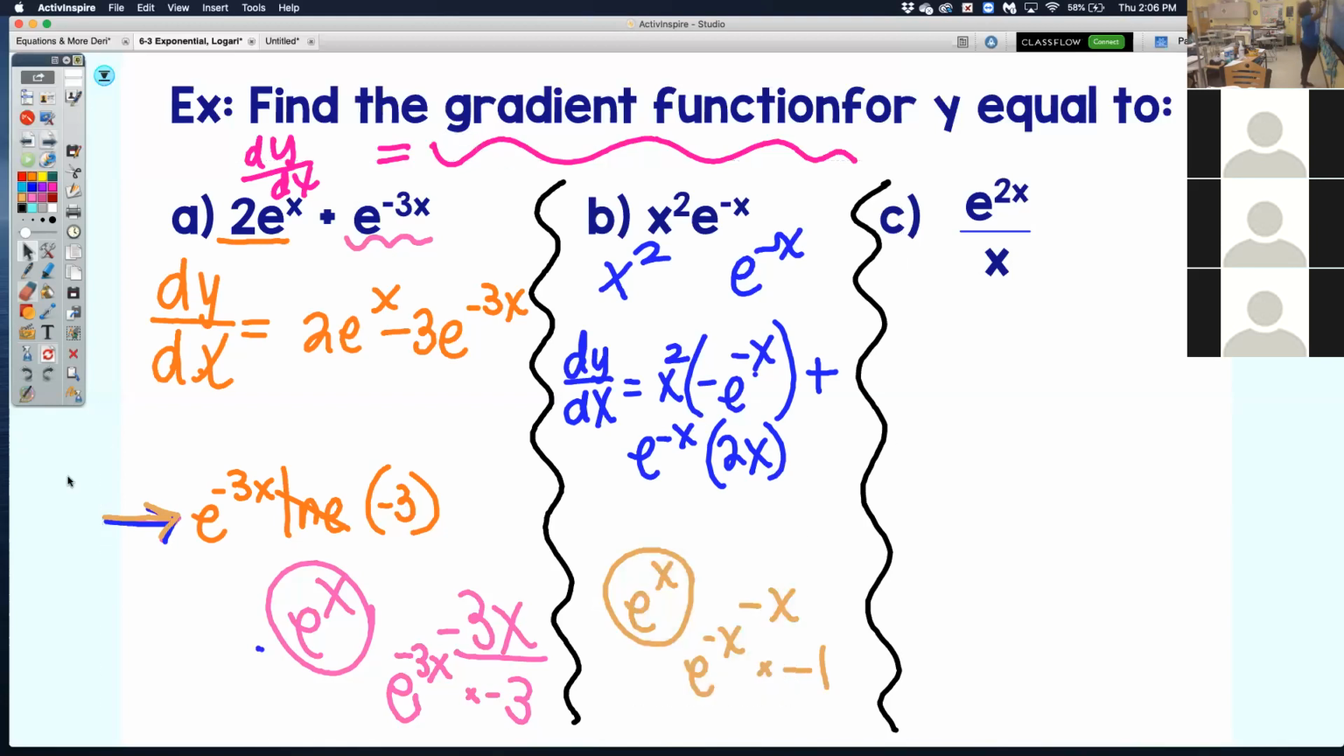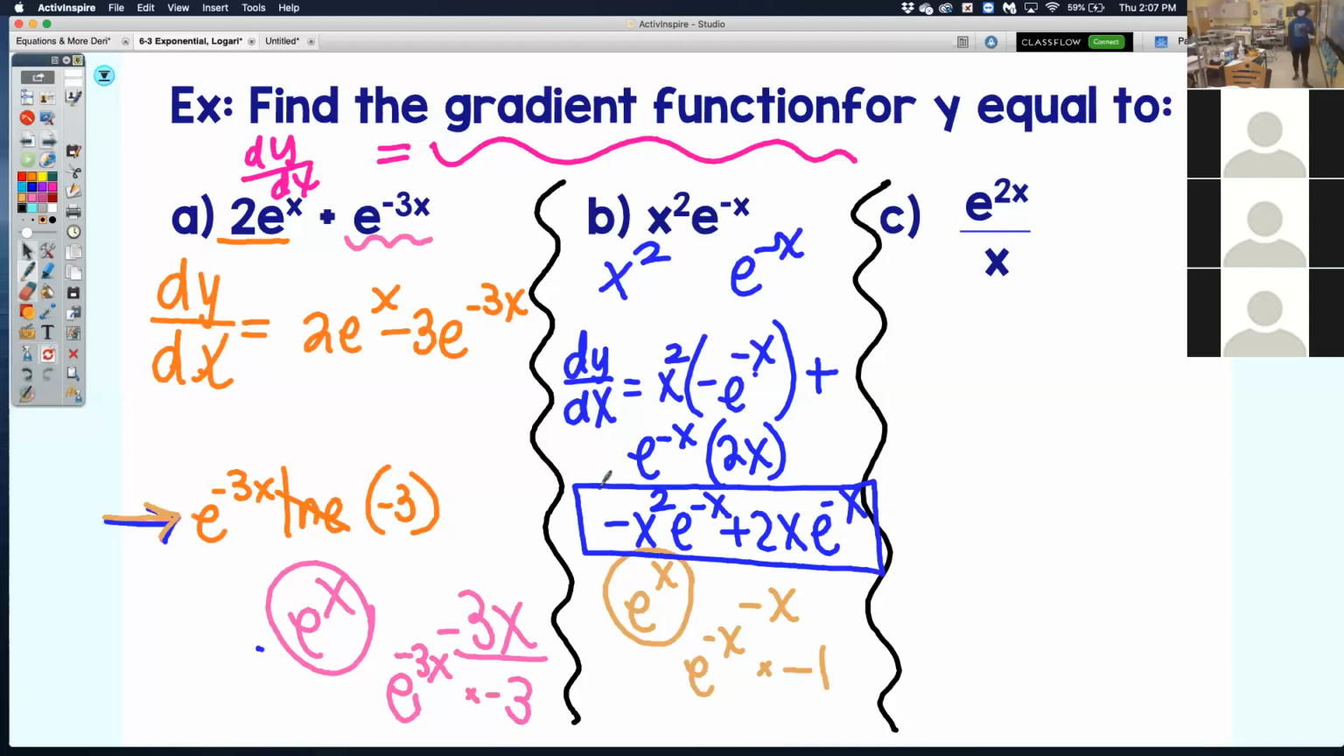It's going to be negative x squared e to the negative x, because there's nothing but a negative 1 in front, plus 2x e to the negative x. Remember, constants usually go in front of bases with exponents. That's why I moved the 2x to the front, and that's also why I moved the negative to the front of the x squared.